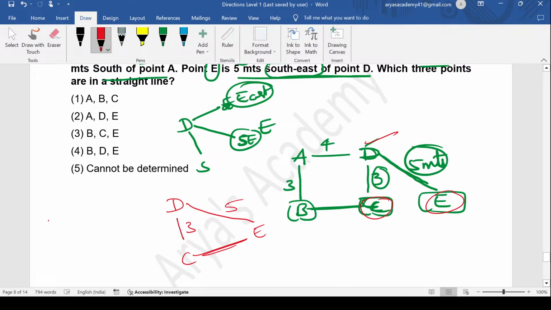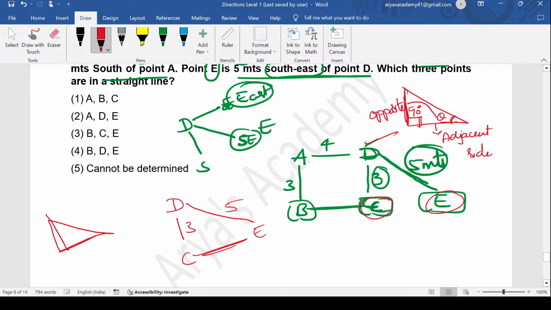How? Have you ever read about, maybe in 7th or 8th standard you would have studied, a right angle triangle? Its diagram looks like this, and this angle will always be 90. This is called a right angle triangle. In a right angle triangle, there is an angle called theta. The side which is adjacent to the angle theta is called the adjacent side, and the side exactly opposite to that angle is called the opposite side. And the longest side of a right angle triangle is called the hypotenuse.